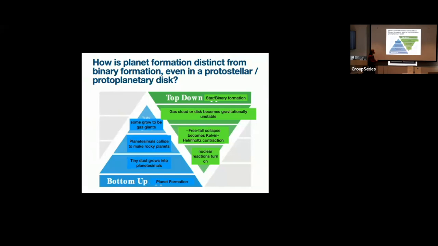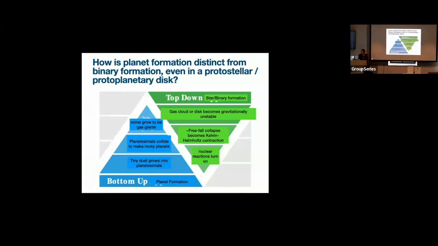Planet formation, I'm going to argue, is the opposite. It's really a bottom-up process where you start with tiny dust grains that grow into planetesimals. These can collide to make rocky planets, and then some of these grow to be gas giants. And you actually start to cross over between these two, where at some point you do actually come back to a regime where Kelvin-Helmholtz collapse becomes quite important. But again, they have a sort of a different directionality here.